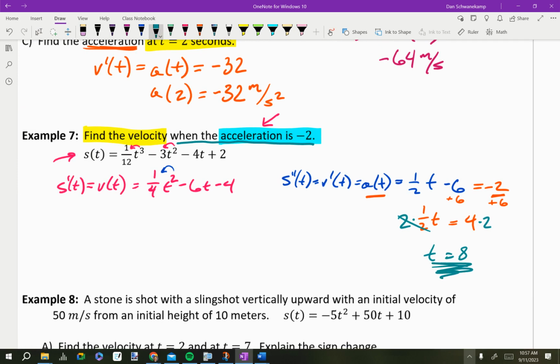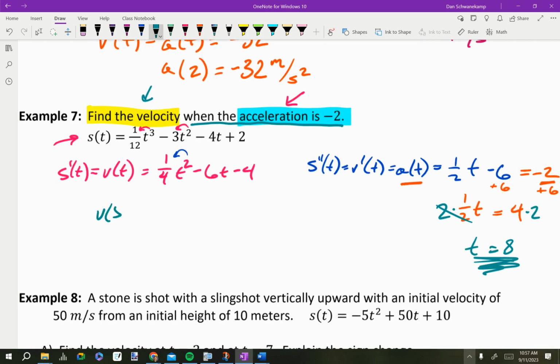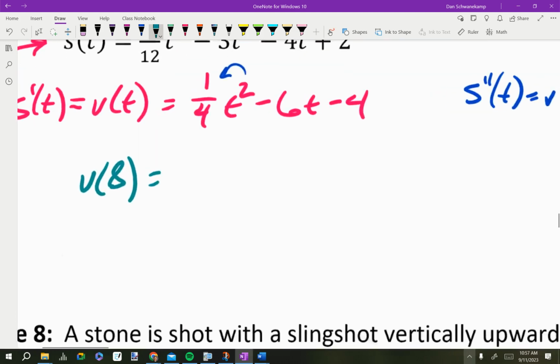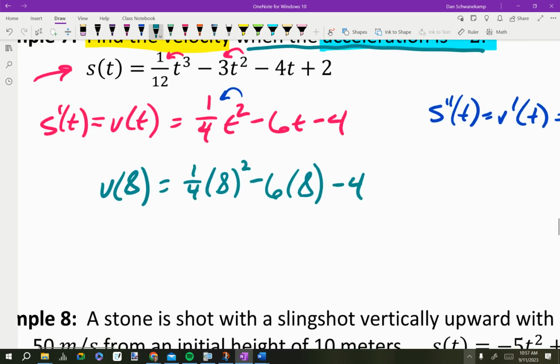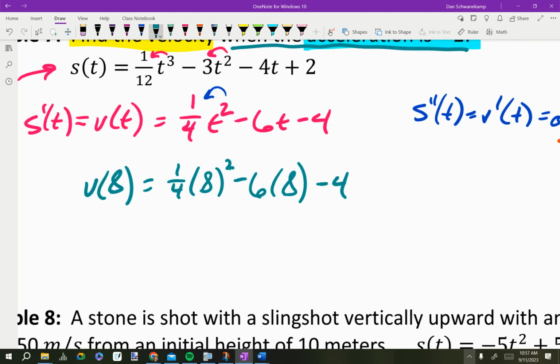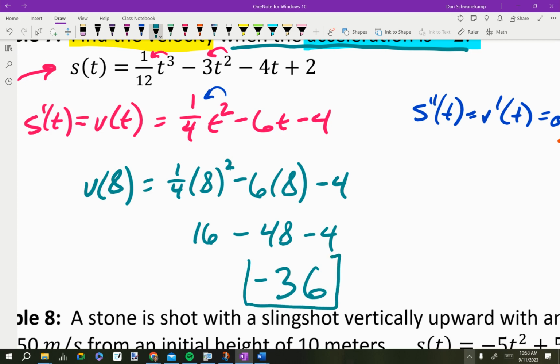Now that I've gotten that, what do I want to do if I want to find the velocity when that is true? Plug it in. I'm going to find v of 8, because I know when acceleration is negative 2, I'm going to plug in 8 now to find my answer. So it's 1/4 times 8 squared minus 6 times 8 minus 4. 8 squared is 64 times 1/4 is 16, minus 48, minus 4. 16 minus 48 would be negative 32. Minus 4 would be negative 36.